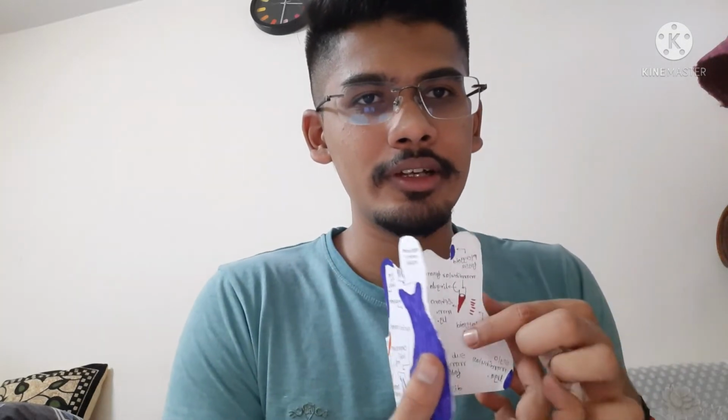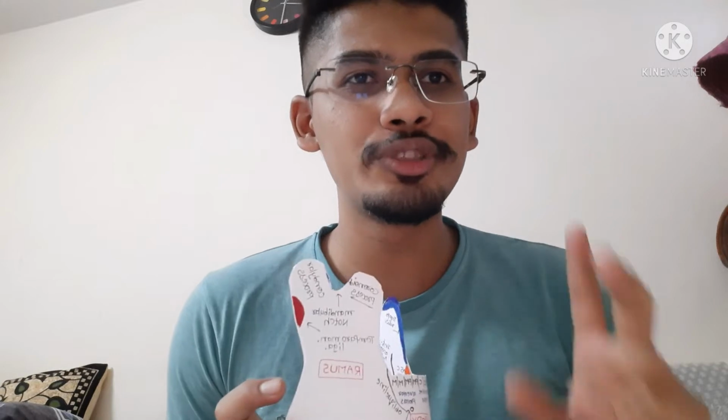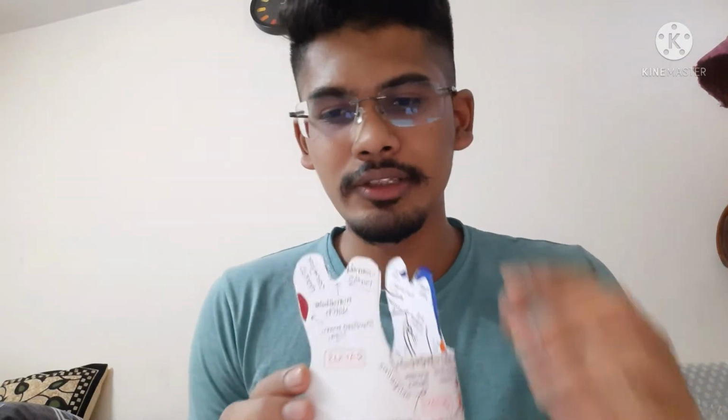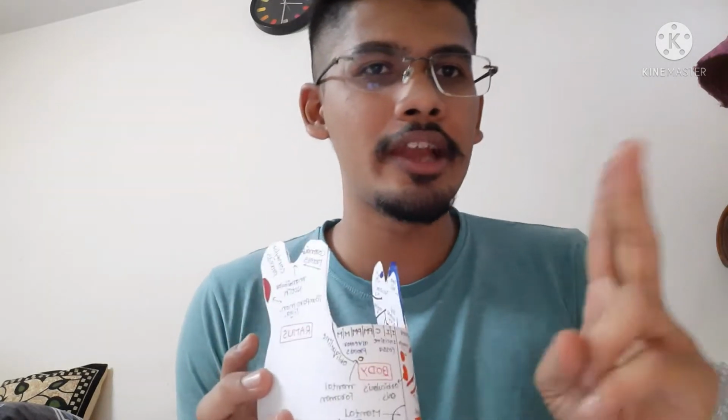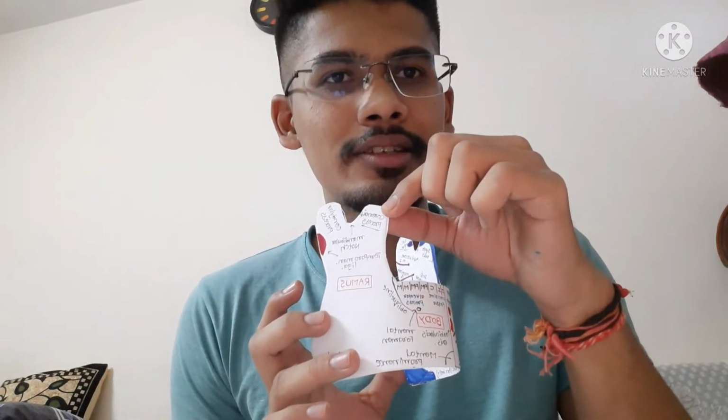As you can see, this is the ramus part of the mandible. The ramus has two surfaces, the lateral surface and the medial surface. The ramus has four borders: the upper border, the lower border, the anterior border, and the posterior border. It also has two processes, this is one process and this is the second process.